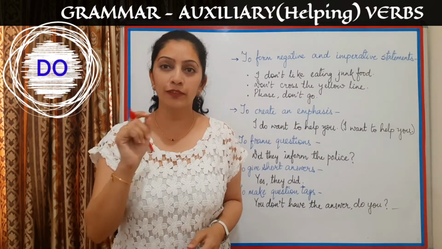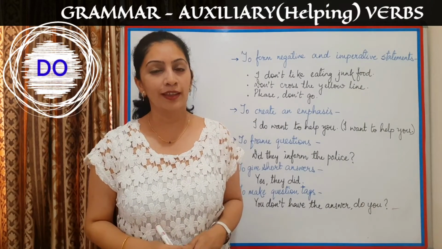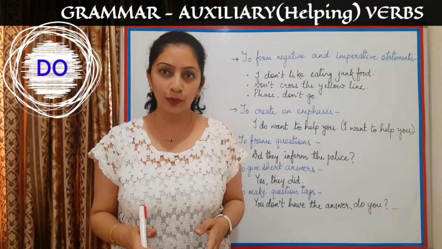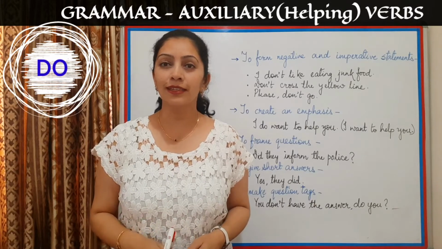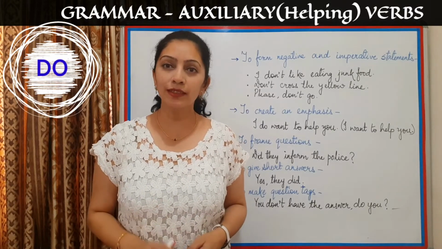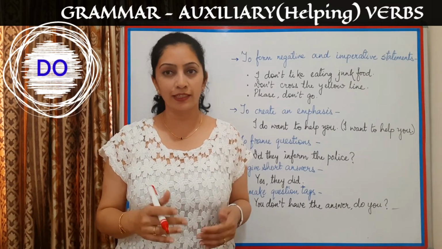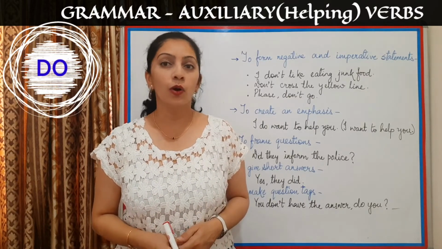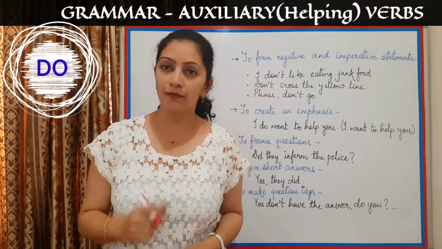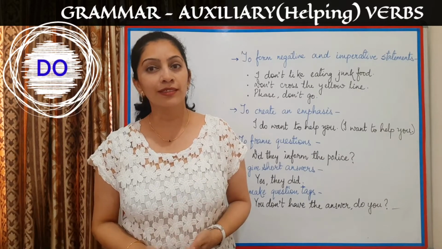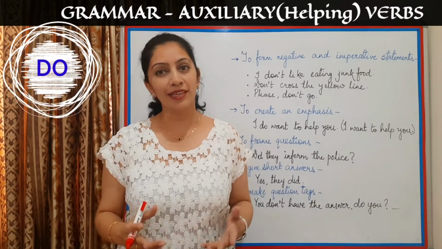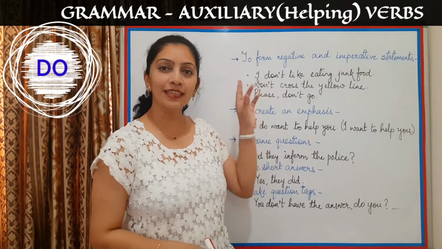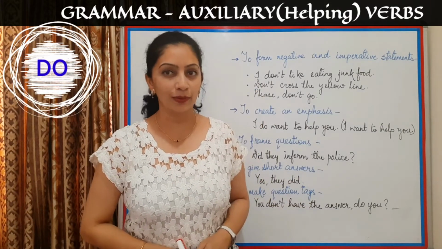Next, we come to the different forms of do. In present tense, the different forms are does or do. In past tense, it is did. The auxiliary verb do can be used in negative or imperative sentences, or it can also be used to put an emphasis, ask questions, answer the questions in short form, and make question tags. Let's see examples on each one of the use.